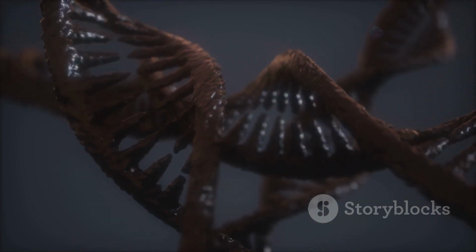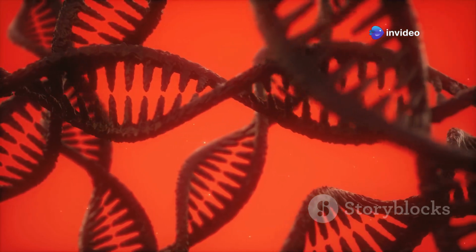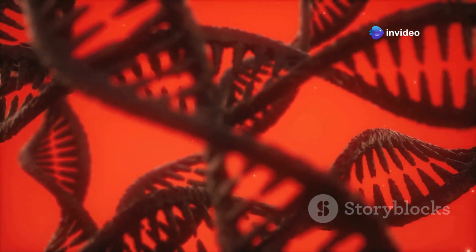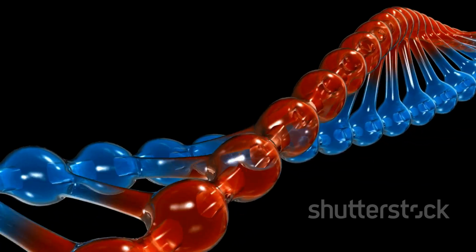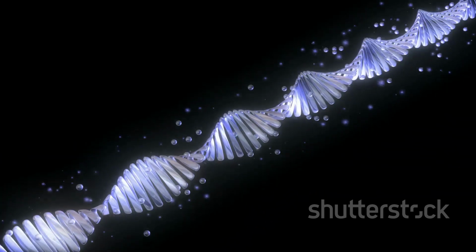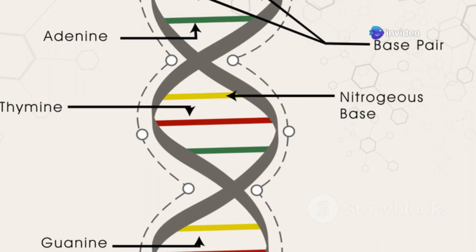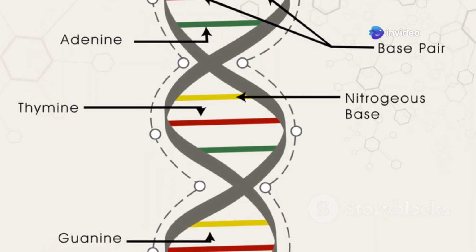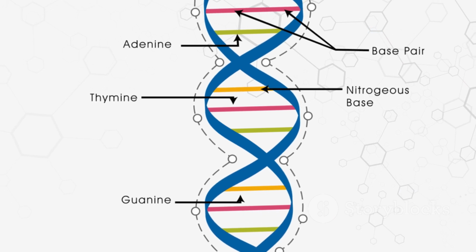DNA's structure resembles a twisted ladder known as a double helix. Imagine two long strands spiraling around each other. These strands are made up of sugar and phosphate molecules, forming the rails of the ladder. Connecting these rails are rungs made of special chemicals called bases. There are 4 different bases: adenine (A), thymine (T), guanine (G), and cytosine (C).